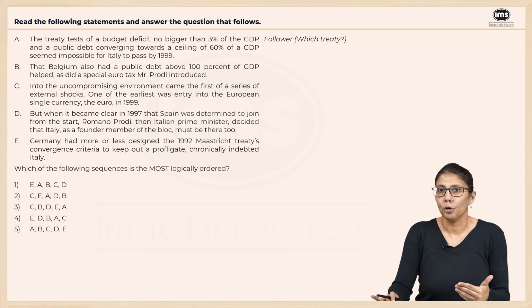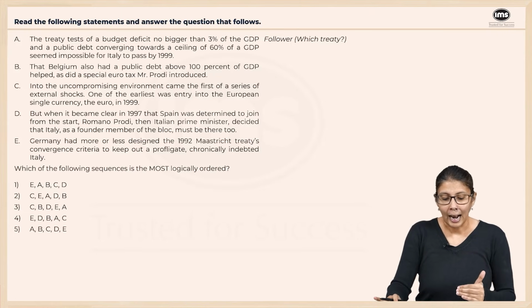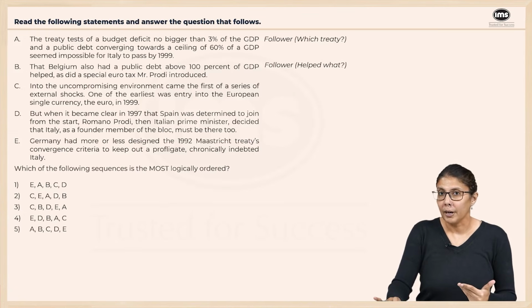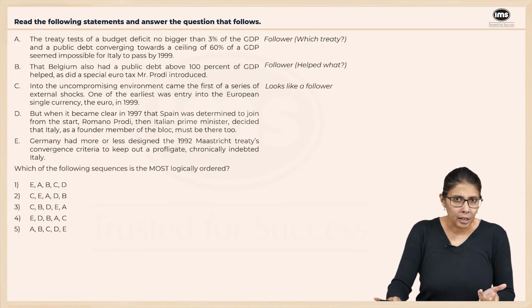So, overall, I know that this is a follower because what treaty are we talking about? When I say the treaty, I should have mentioned it earlier. B says that Belgium also had a public debt above 100% of GDP helped as did a special Euro tax Mr. Prodi introduced. So, here definitely a follower because when I say it also helped, I must have mentioned helped what? So, follower. C also looks like a follower. Into the uncompromising environment came the first of a series of external shocks. So, it seems that I should have talked about an uncompromising environment before this. So, I would say this also looks like a follower.